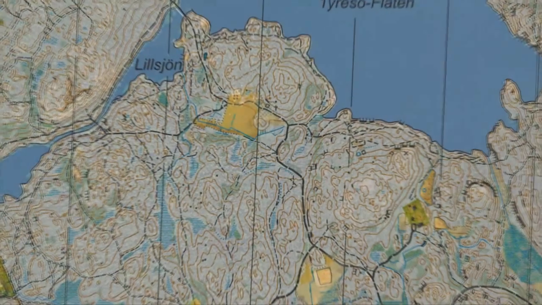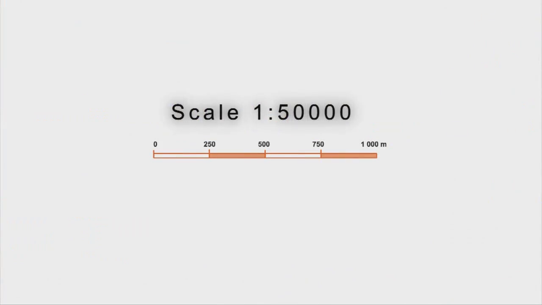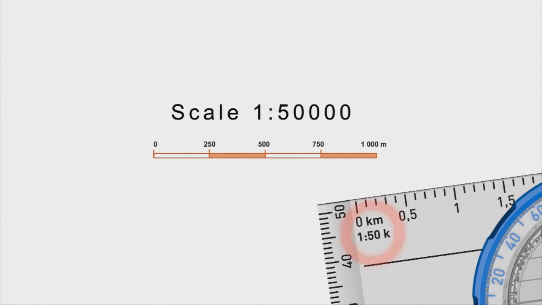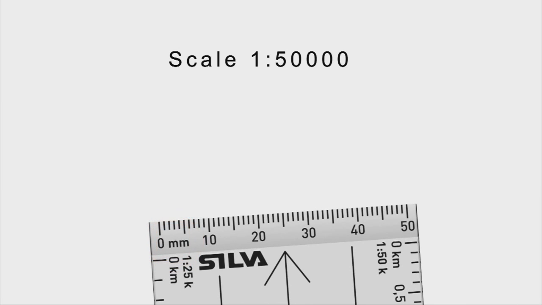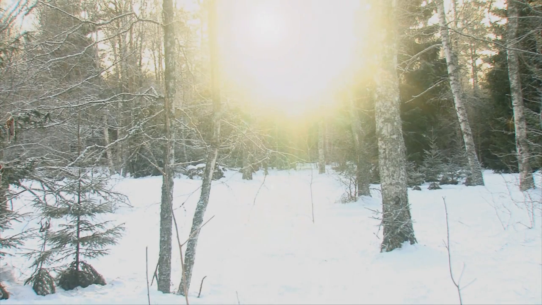A map is a scaled-down model of reality, so it's important to understand how it represents distance. Using the map scale, you can measure distance with the compass baseplate. If your compass lacks the corresponding scale, use a regular metric ruler. Drop the last 3 digits from the scale, and this is the number of meters on the ground represented by 1 millimeter on the map. So on a 1 to 50,000 scale map, 1 millimeter represents 50 meters.